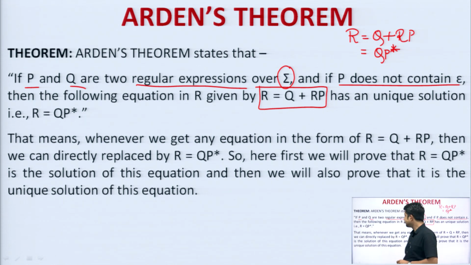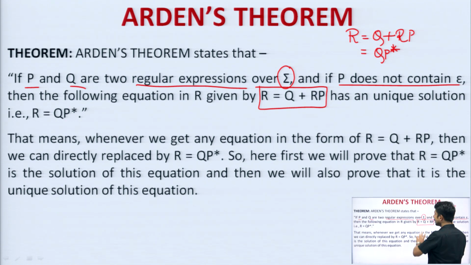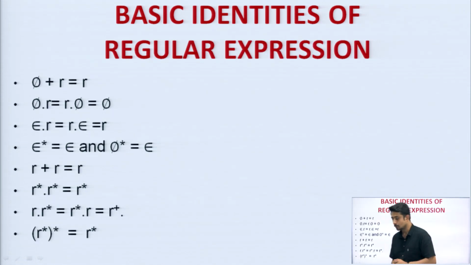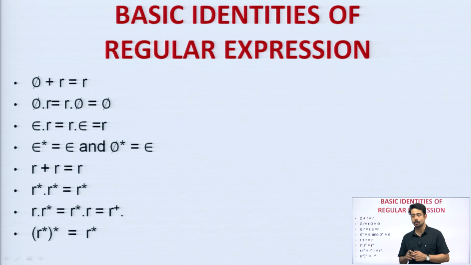This is the general statement given by ARDEN'S theorem, which means that whenever we are trying to convert any kind of finite automata to a regular expression, this expression will help you a lot in order to give an optimal solution. Now, let us go to the next slide with some of the basic identities which you should know.